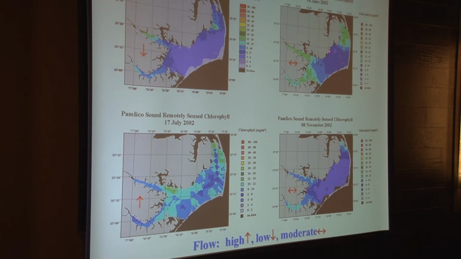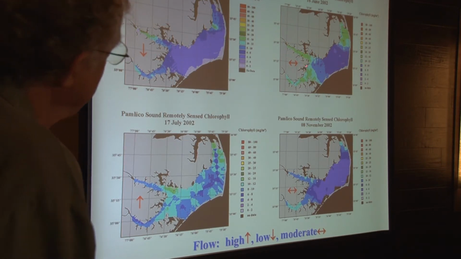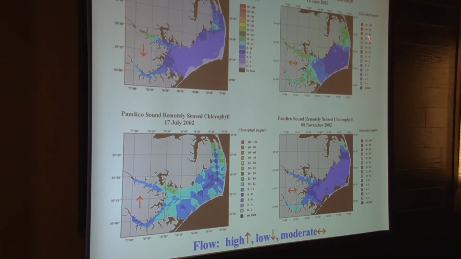But if you increase flow, you're adding more nutrients, but you're also displacing the population or the community. And then if you've had very high flow, the residence time is too short in these tributaries for the phytoplankton growth rate to really keep up with the flushing rate. So it's all happening out here in Pamlico Sound instead of in the sub-estuaries. And then here we go back to moderate flow.